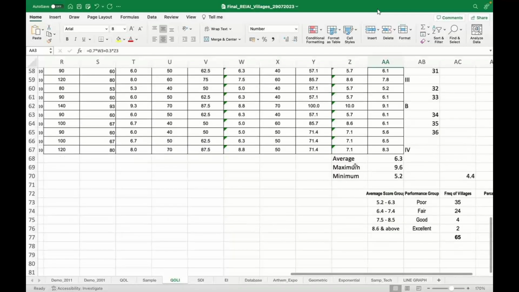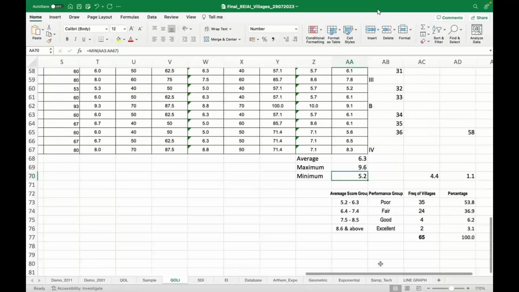मिल गया. इसको क्या करो, इसका average ढूंढो, इसका maximum value निकालो. You have to put the formula here and minimum value. Maximum और minimum value का जो difference आएगा वो इतना. हमको 4 ग्रुप करना है. You can make 7 group, 7 point of scale, 3 point of scale, 5 point of scale. I took it 4 point of scale. That is poor, fair, good and excellent.